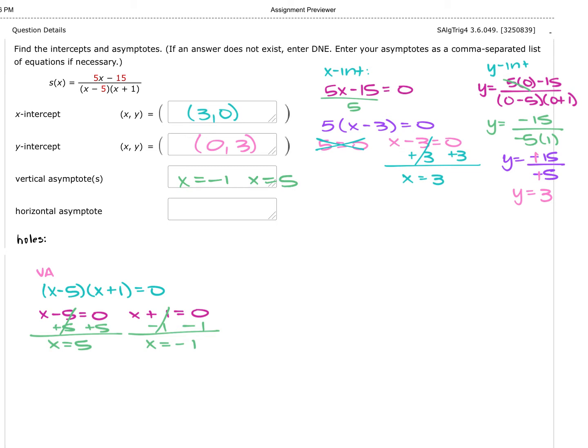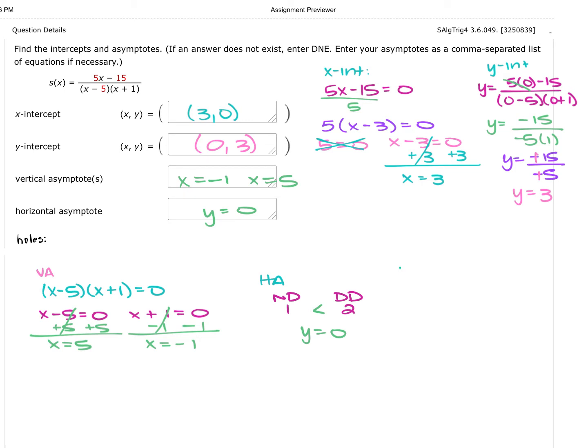For your horizontal asymptote, you are going to look at the degrees of the numerator and the denominator. If you FOILed out the (x minus 5)(x plus 1) in the denominator, it would give you a power in your denominator of 2. So your numerator's degree is 1, your denominator's degree is 2. That 1 is less than 2, so automatically our horizontal asymptote is y is equal to 0.